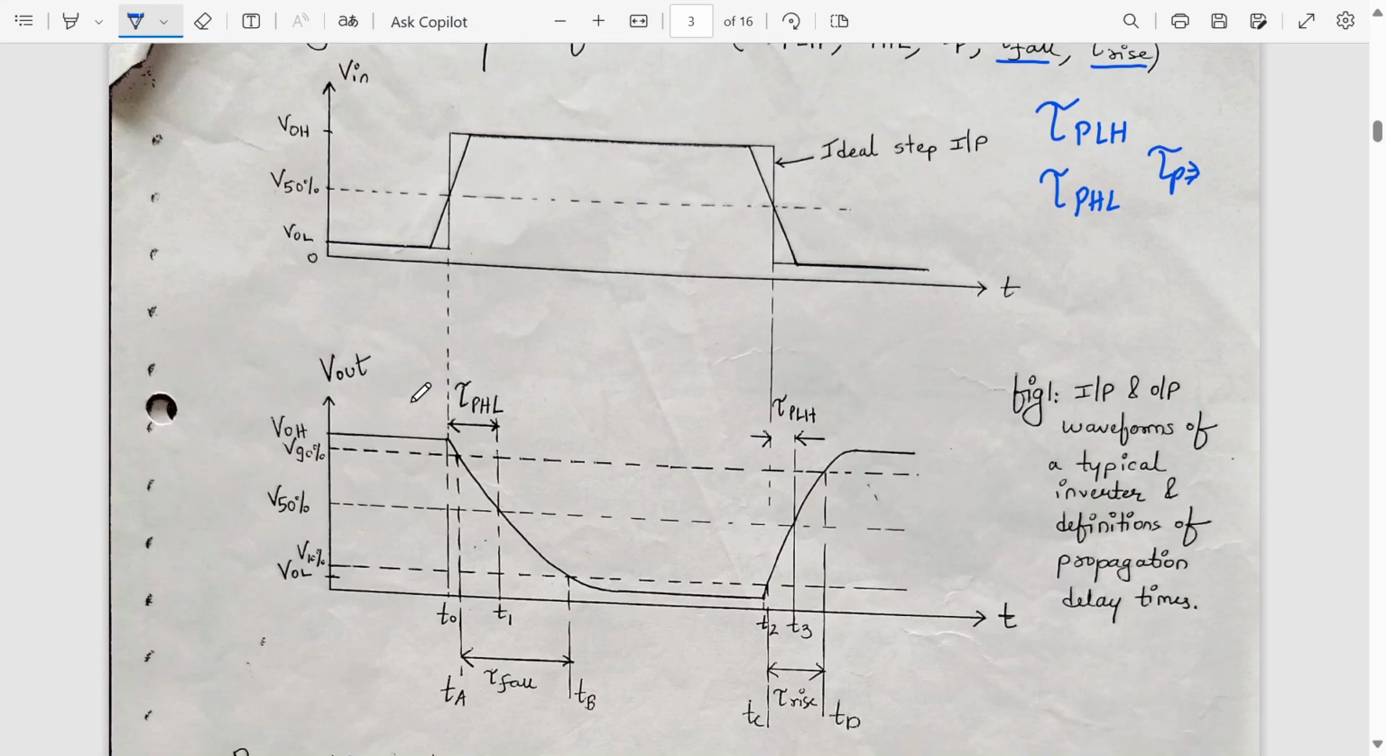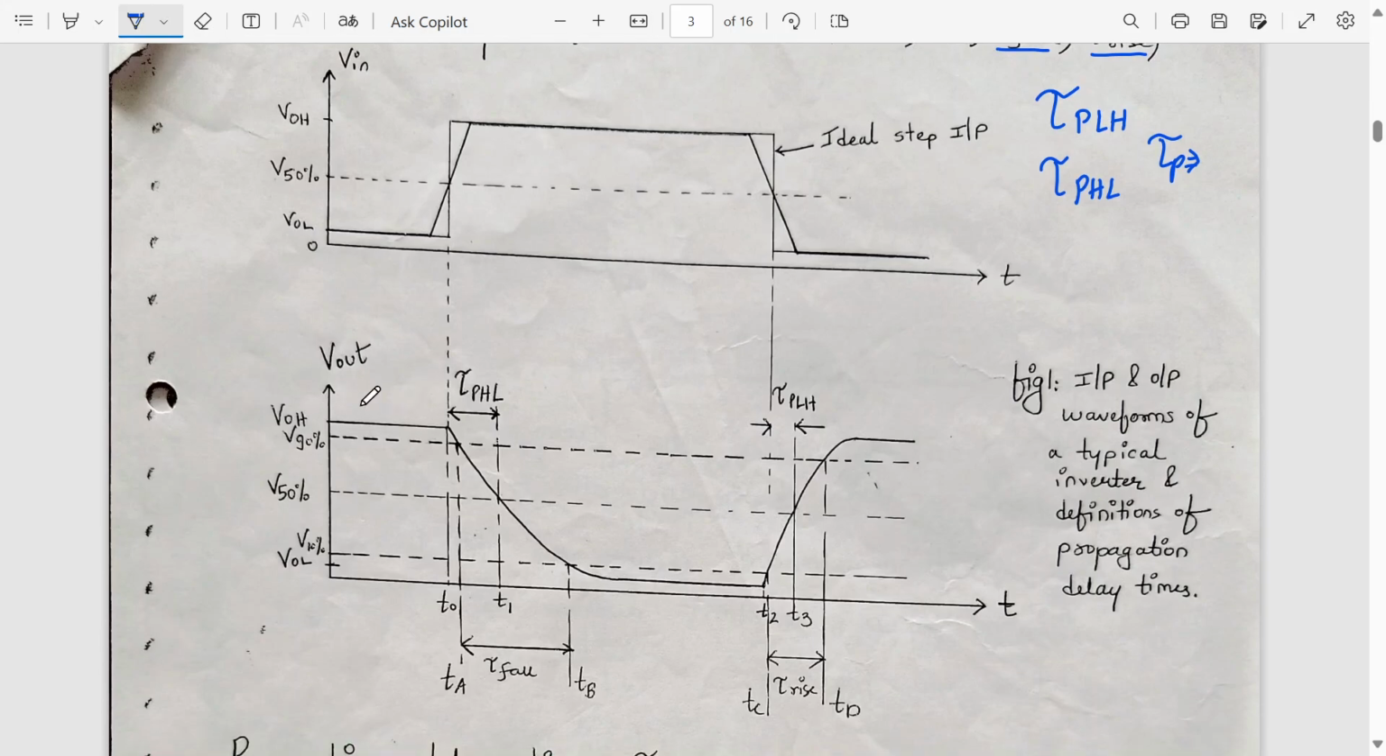All right. So here we have estimated the output in response to the input. Whenever the input is one, the output is logic zero, and whenever the input is going from one to zero, the output goes from logic zero to one. But it takes a finite time. And again, when the input switches, the output changes, and again it takes a finite time. So we need to measure this finite time.